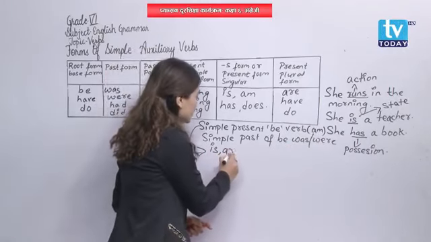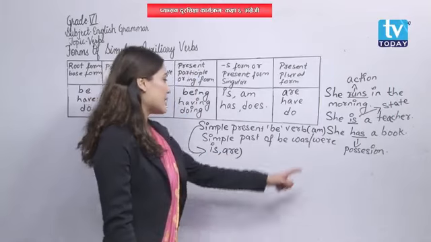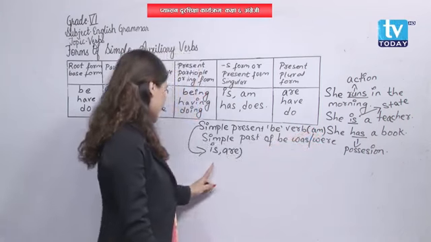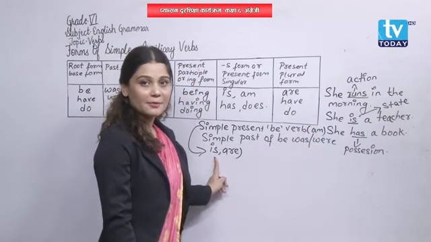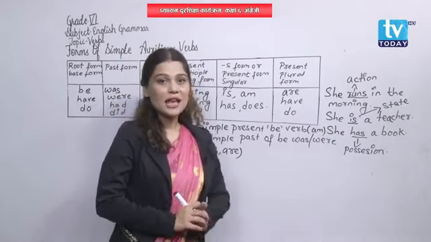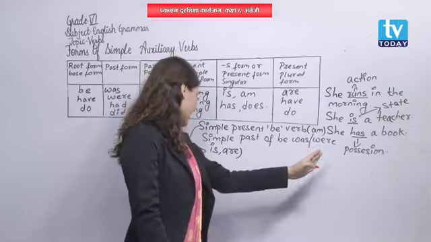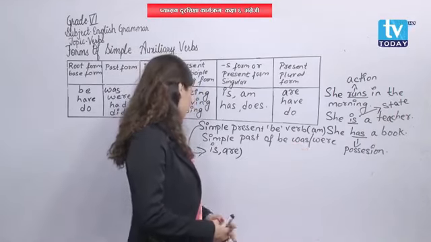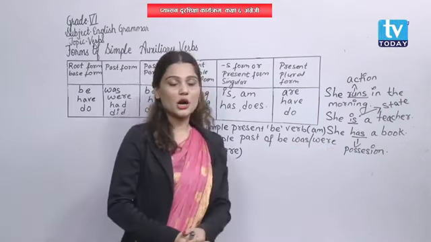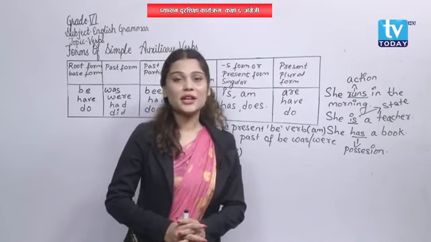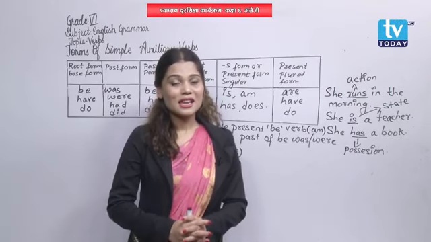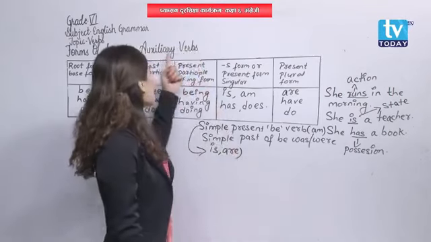So, in the simple present be verb, you can use am, you can use is, and you can use are also. Like I have already explained, am: I am a teacher; is: she is a teacher; are: they are students. And when you use was and were: he was a teacher. They were playing cricket. They were playing football. Did you understand, my dear students? I hope you understood, right? So, these are the simple auxiliary verbs.